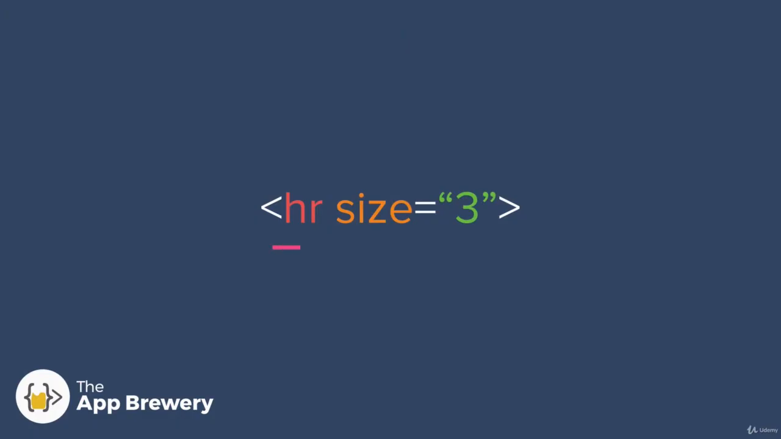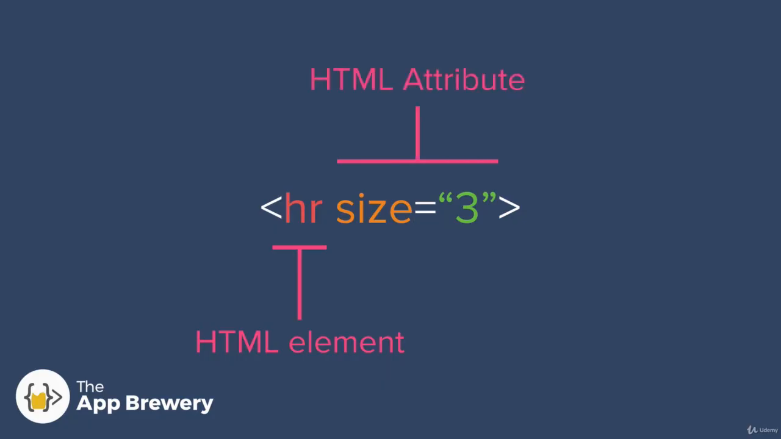Now, we know that the first part of the tag is the HTML element, and it's BR or HR, whatever it is that you want to use. The second part inside the angle bracket, or inside our tag, is new, and this is called an HTML attribute. It basically gives more information to the browser to specify modifications to that HTML element. So in this case, we're saying that we want a horizontal rule, but we want it in size 3. Now, what does size 3 mean?